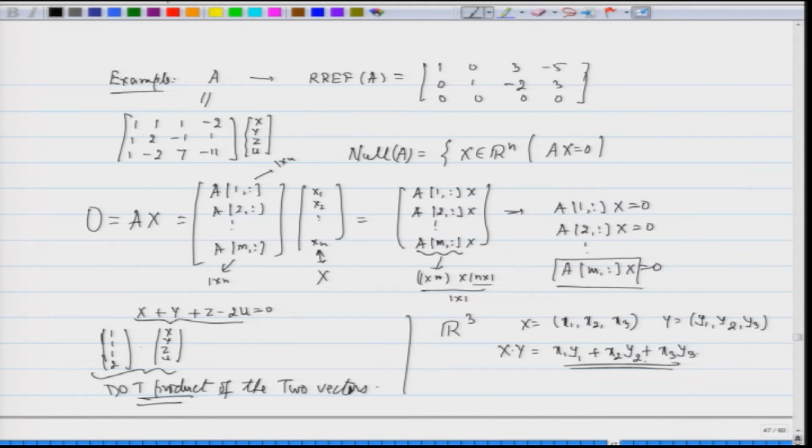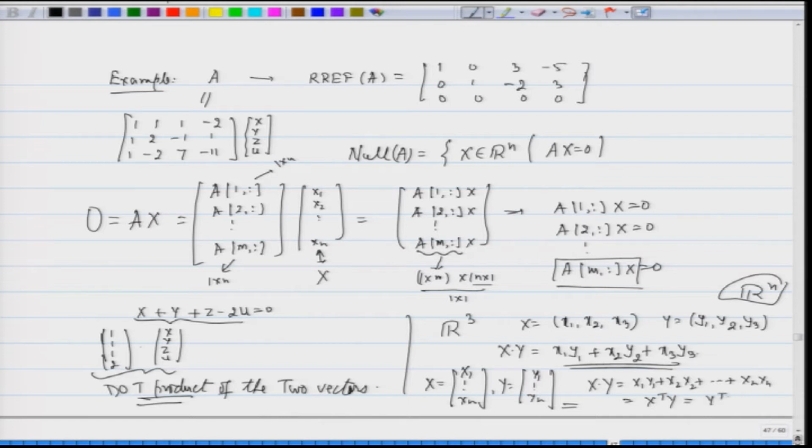So, in place of 3, I have got 4 components here. In general, I have got n components. I am looking at Rn. I can still define my dot product component wise. So, if I have x as x1 to xn and y as y1 to yn, I can define my dot product x dot y as x1 y1 plus x2 y2 plus up to xn yn, which, in terms of the matrix notation, is also equal to x transpose y or y transpose x, whichever way you want to write.